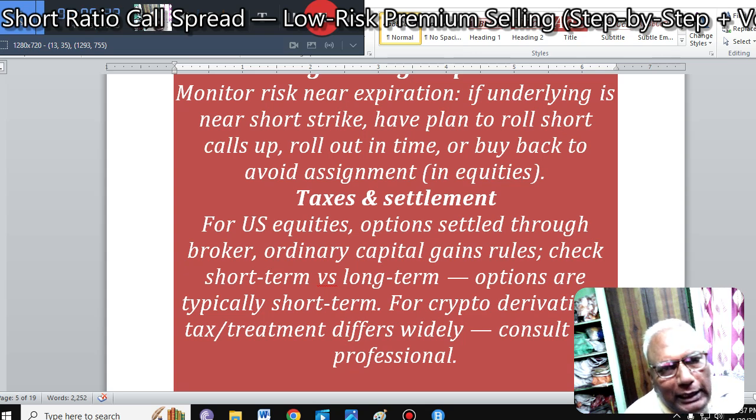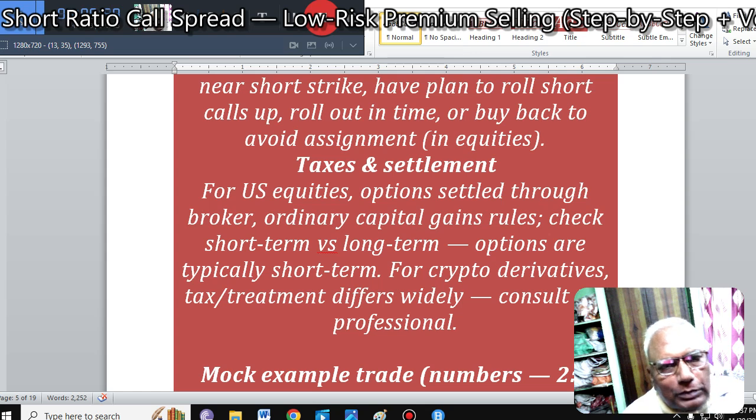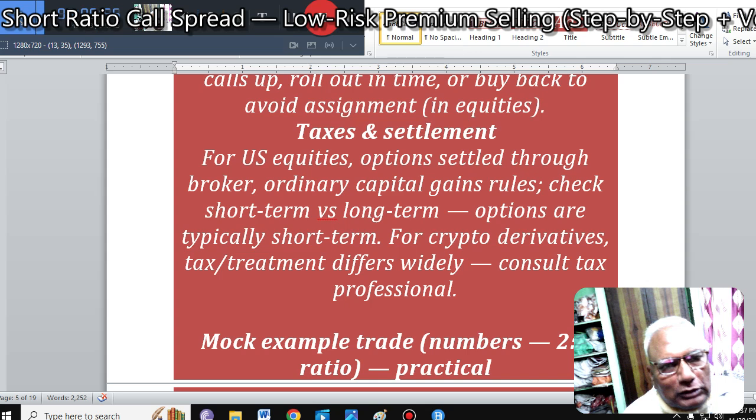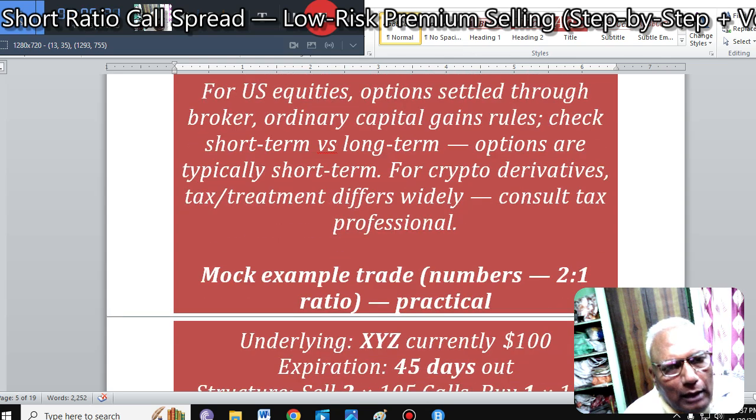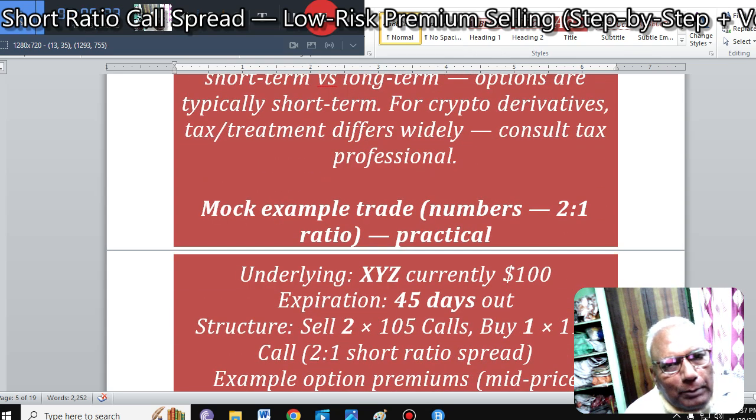Taxes and settlement. For USA equities, options are settled through your broker under ordinary capital gains rules. Check short-term versus long-term treatment; options are typically short-term. For crypto derivatives, tax treatment differs widely. Consult a tax professional.